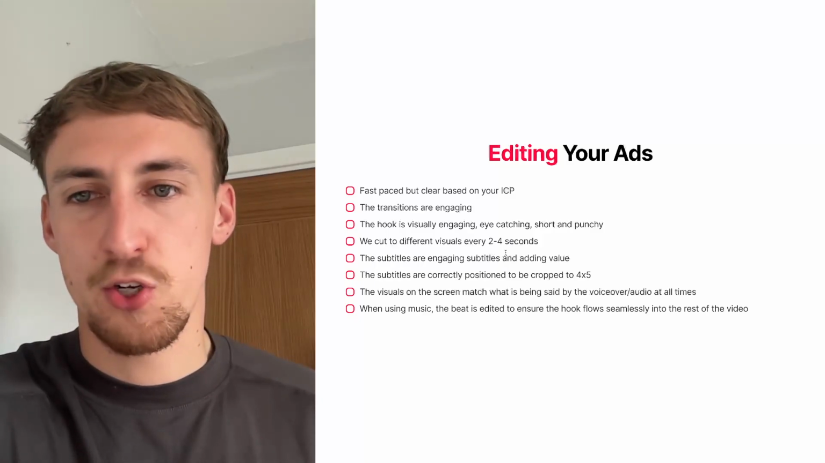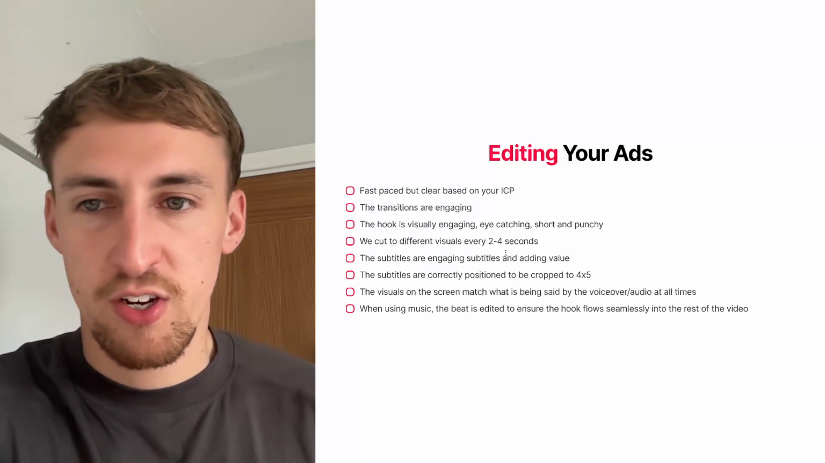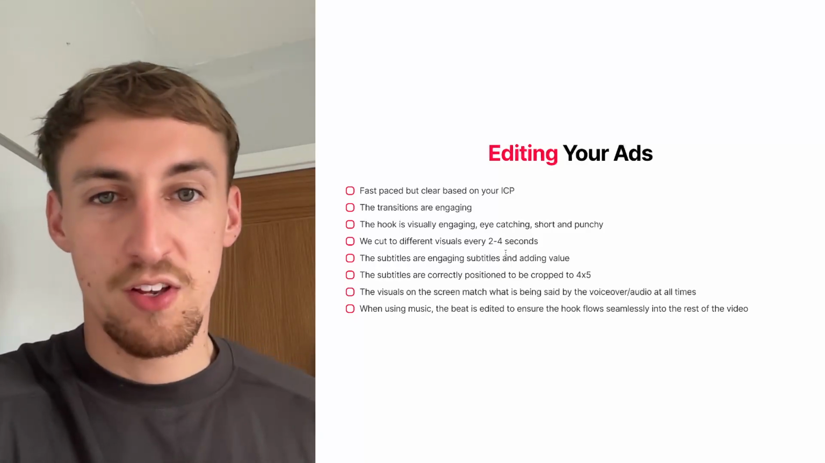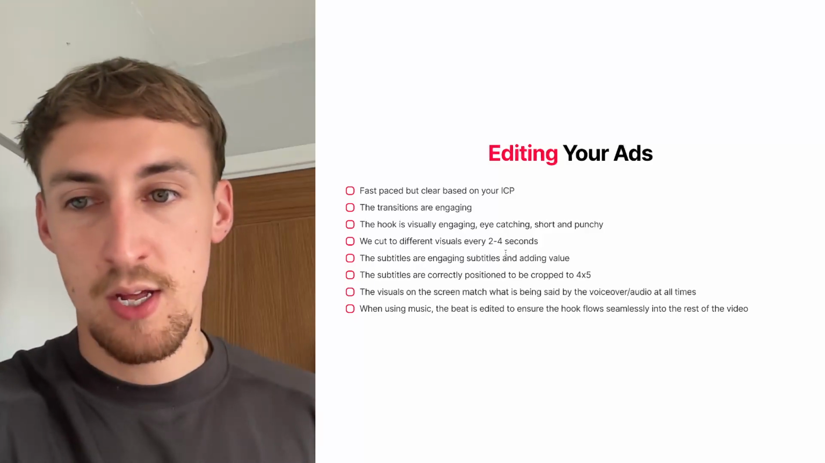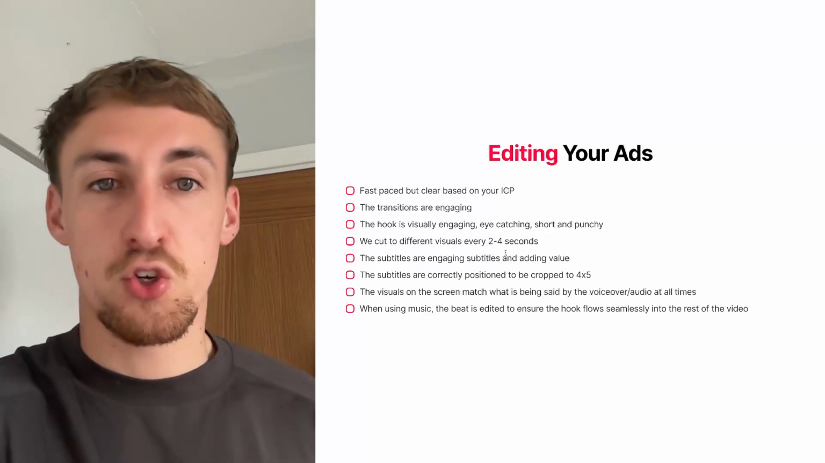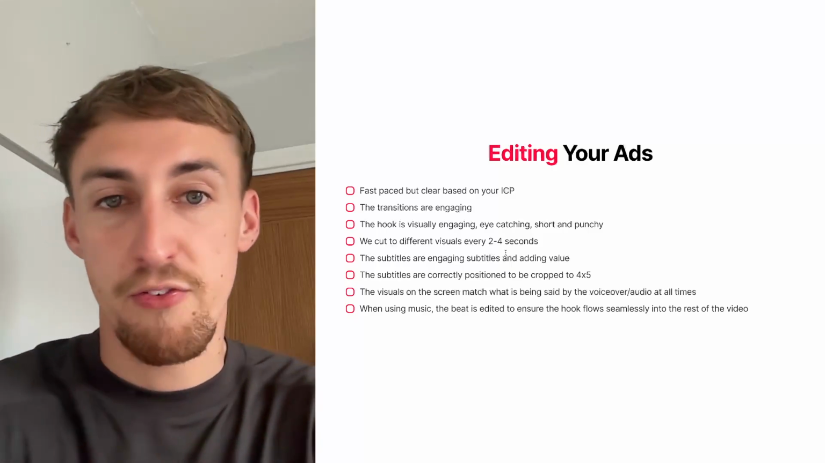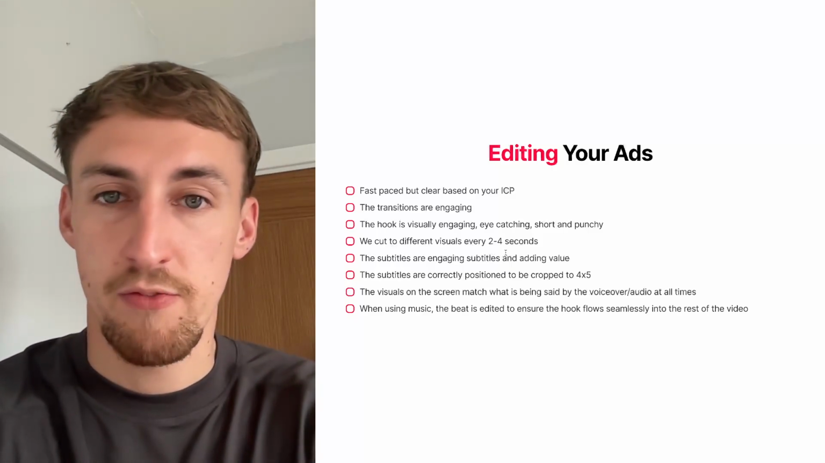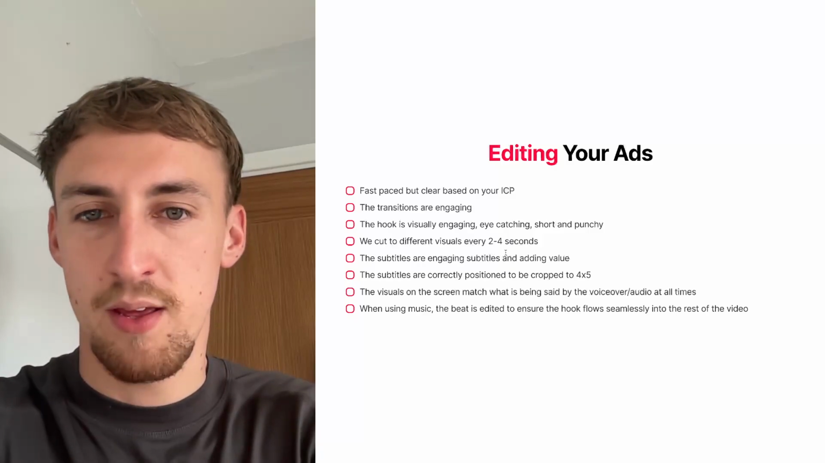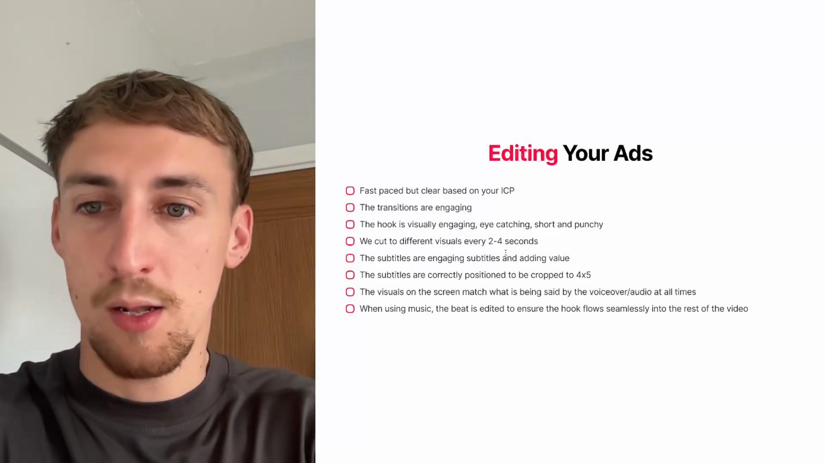We also want to make sure all the transitions are engaging, the hook is visually engaging, it's eye-catching, short, punchy, so the hook is targeted in catching people's attention. We want to cut to different visuals every 2 to 4 seconds, just to make sure of people's attention span, you're fighting for it here because they're just on the phone watching reels. You are literally fighting for their attention, so you need to be keeping it well.